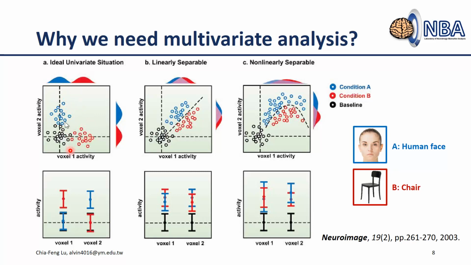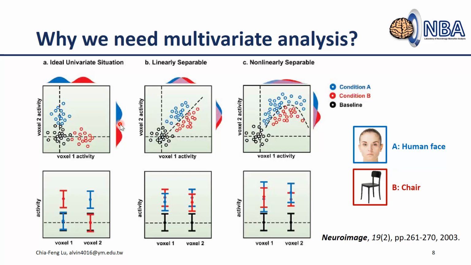In this case, you can plot the histogram for these two different things. If you project the distribution onto this axis, that means we only use voxel 1 to differentiate these two things, and it's easy to find the ideal cutoff point. Even if you project the activity onto this axis, that means you only use the voxel 2 signal as the basis, you still can find a very good cutoff point. So this is the so-called ideal univariate situation. That means you only need one single voxel to differentiate these things.